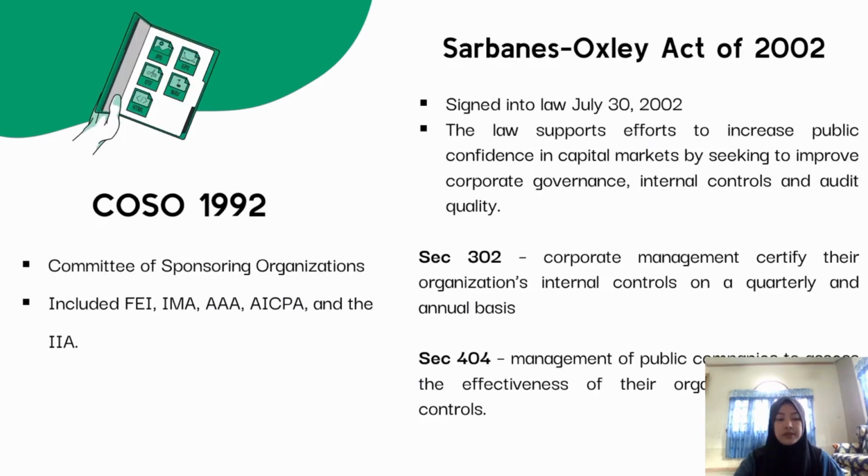Then COSO in 1992. Following the series of S&L scandals of the 1980s, a committee was formed to address this fraud. Originally, the committee took the name of its chair, Treadway, but eventually the project became known as the Committee of Sponsoring Organizations, or COSO. The sponsoring organizations included Financial Executives International, or FEI, the Institute of Management Accountants (IMA), the American Accounting Association, the AICPA, and the IIA. The committee spent several years promulgating a response.